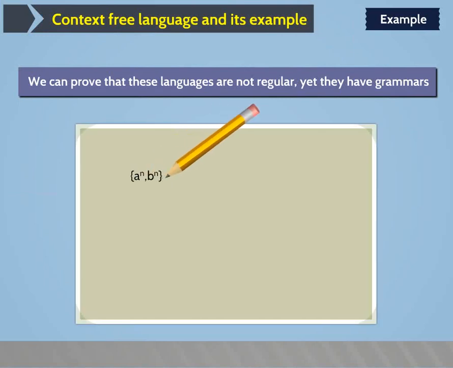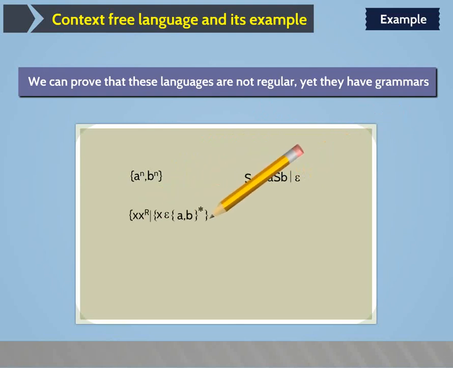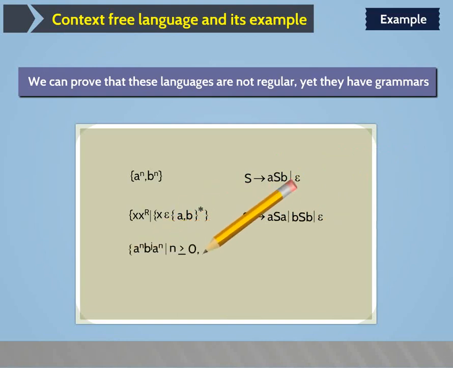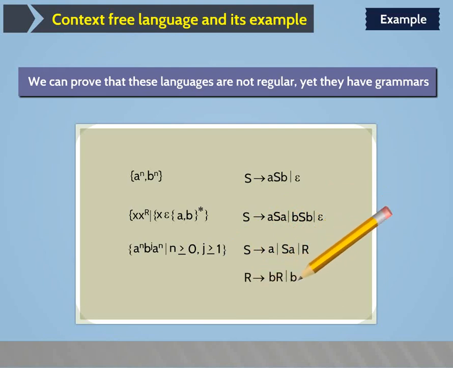a^n b^n: S → aSb | ε. x x^r where x element of {a,b}*: S → aSa | bSb | ε. a^n b^j a^n, where n ≥ 0, j ≥ 1: S → aSa | R, R → bR | b.